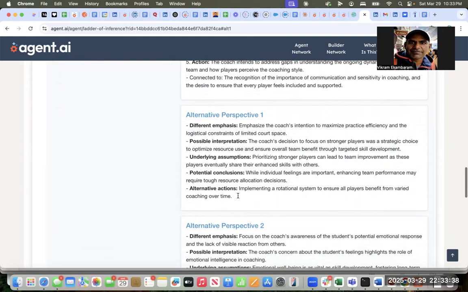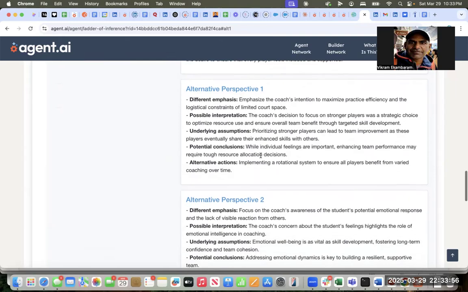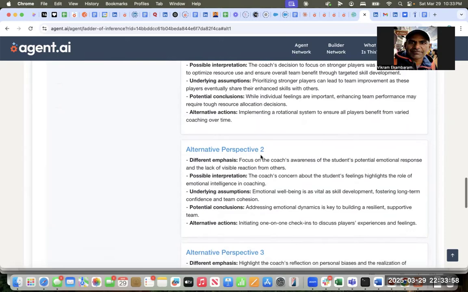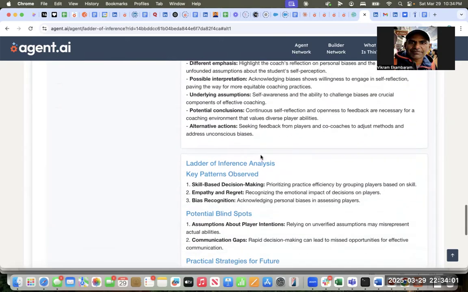What it also does, which is really good, is it lets you look at this from different perspectives. Because we come from situations when we look at it and we make decisions, we always come from our own perspective. What it does is it gives you alternate perspectives, puts a different emphasis, shows a different interpretation, shows different underlying assumptions and conclusions and alternative actions you could have taken. So it gives you three alternate perspectives.